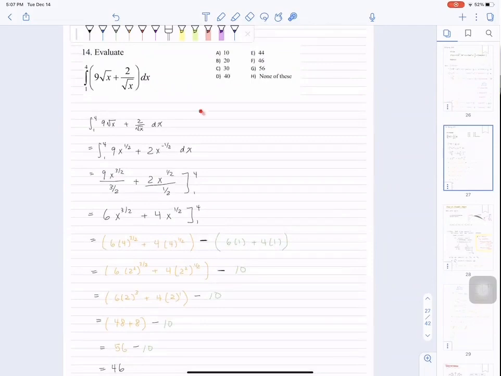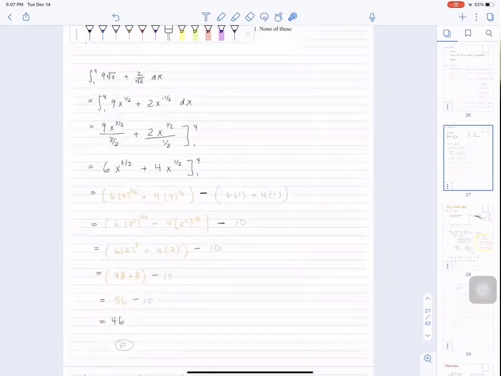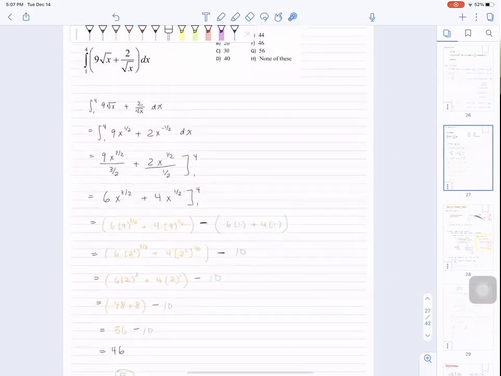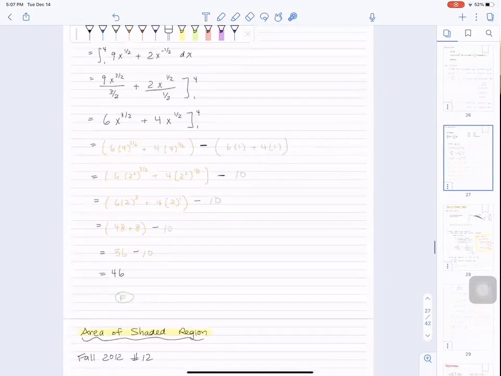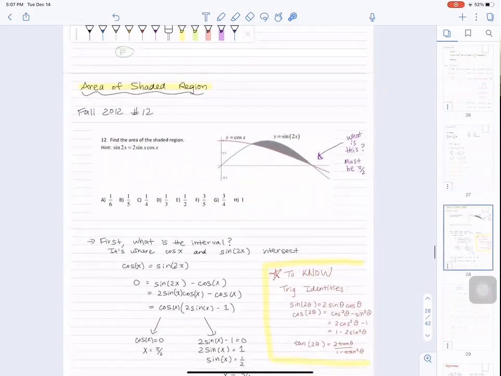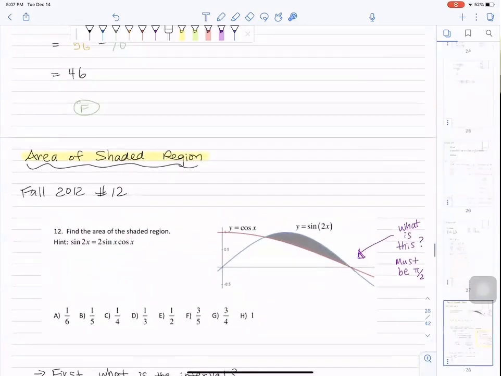Okay, and you can check out these examples. And if you don't get them, I have lots of office hours later in the week that you can come and ask. Oh, page 27 of the notes. Can you explain? Okay, so area of the shaded region.